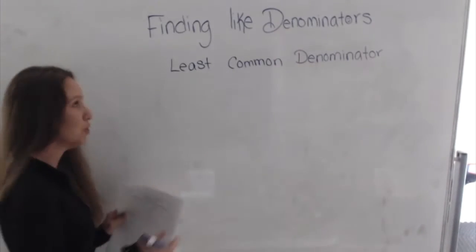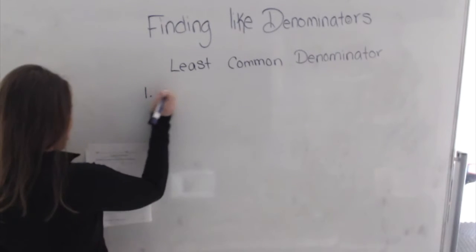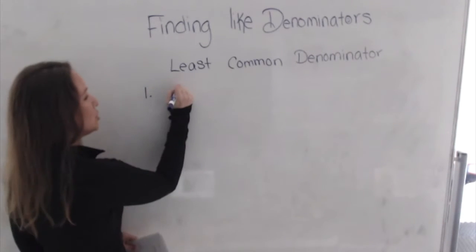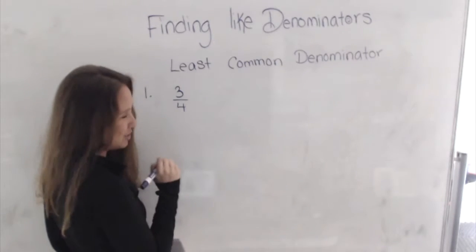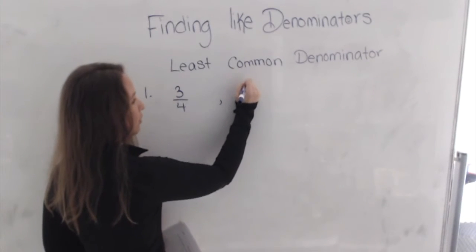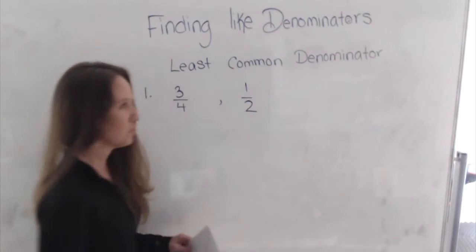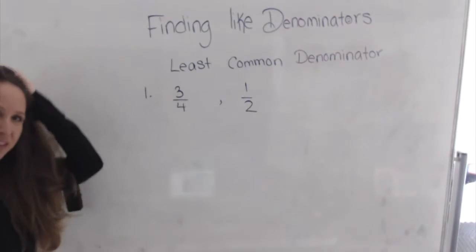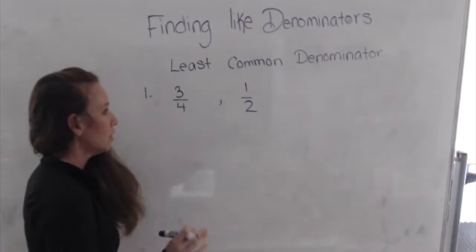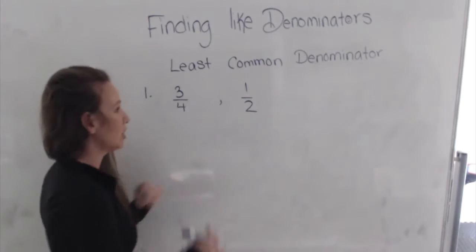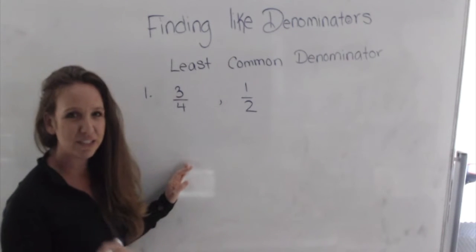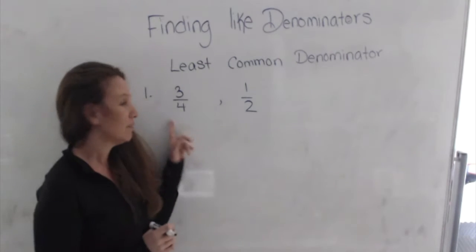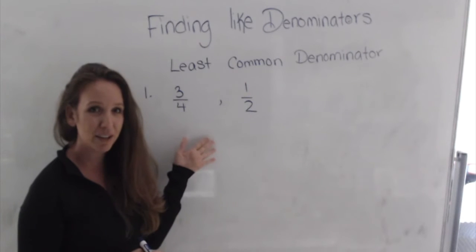So let's start with two numbers that are easy to do. Everybody take out your worksheet, and we're going to do problem number 1 together. Problem 1 gives us two fractions, 3/4 and 1/2, and it's asking you to find the least common denominator. To find it, I'm going to use the same method I used for least common multiple, but I just need to know what I'm looking at. And again, what's the denominator?